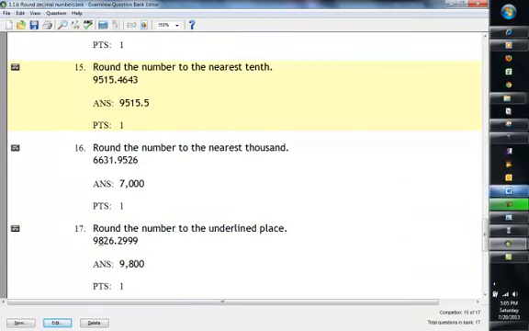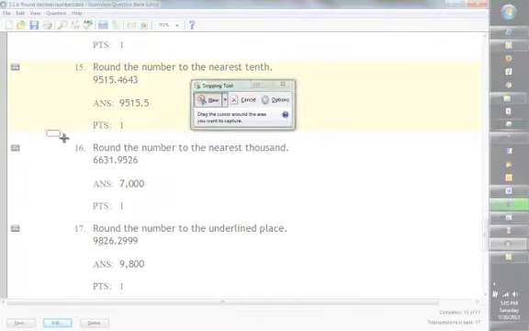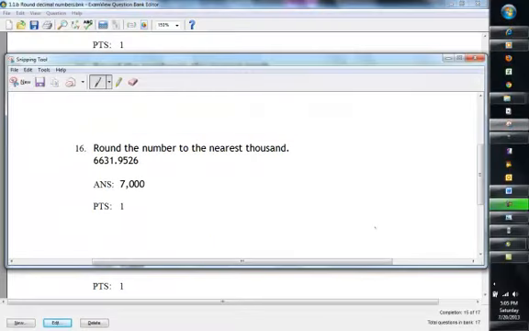Next one. Round this number to the nearest thousand. Okay, the 1,000 is right there, so circle that. Look at the number after it. It's bigger than 5, so we change the number inside the box. There is nothing in front of it, but we have to write everything after it as zeros until we get to the decimal point. So we would just say 7,000.